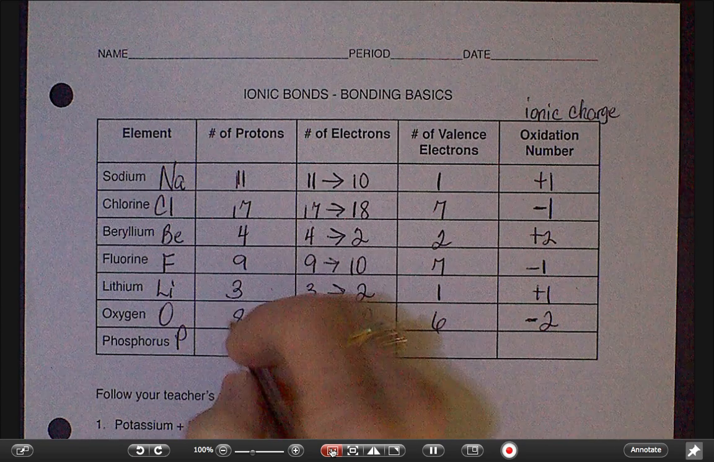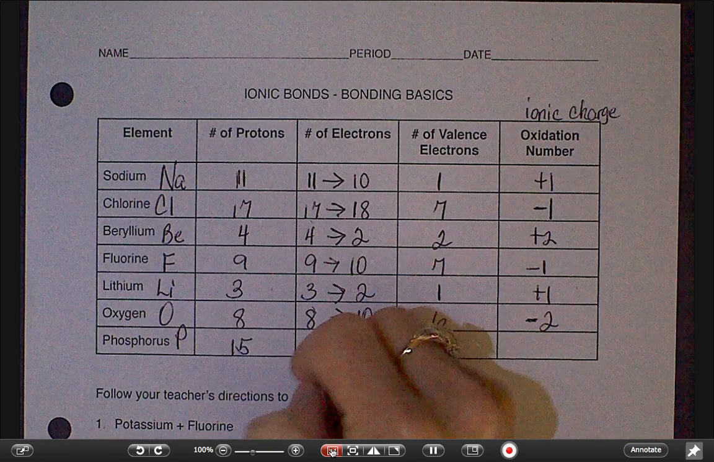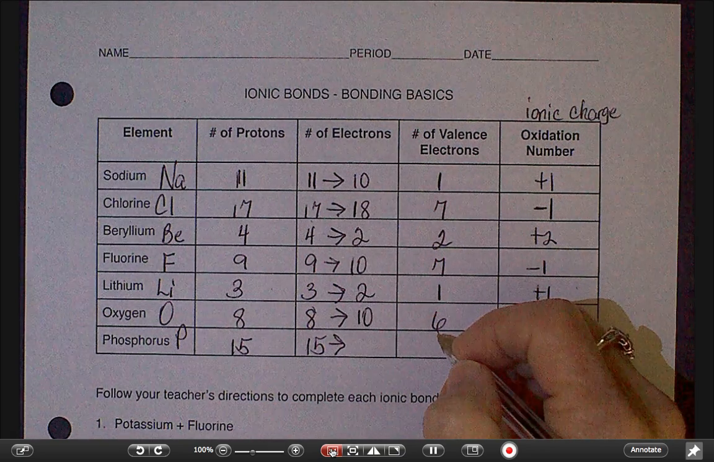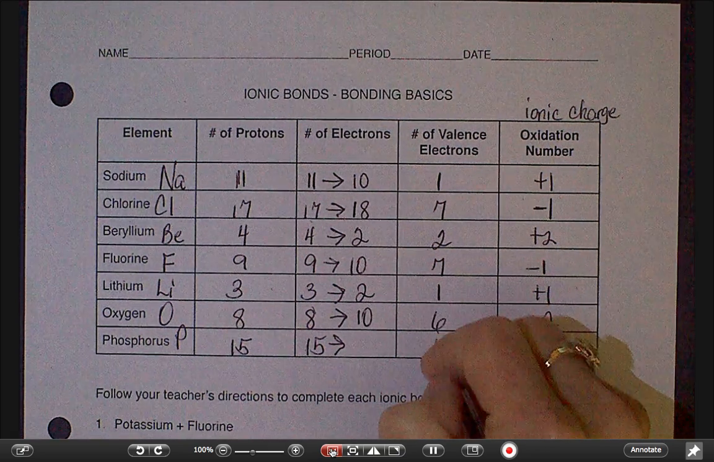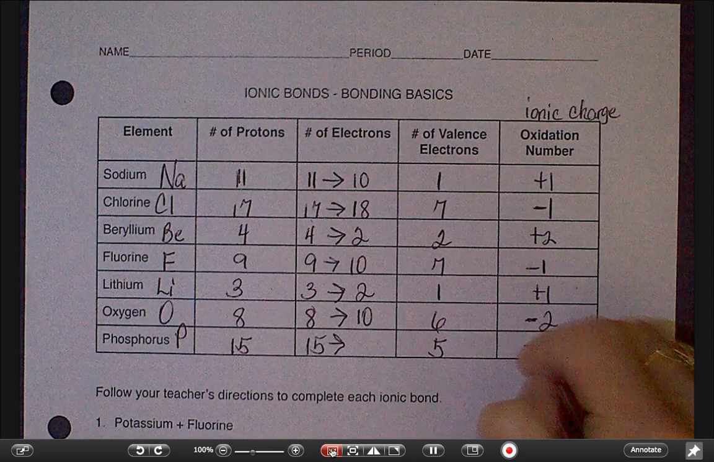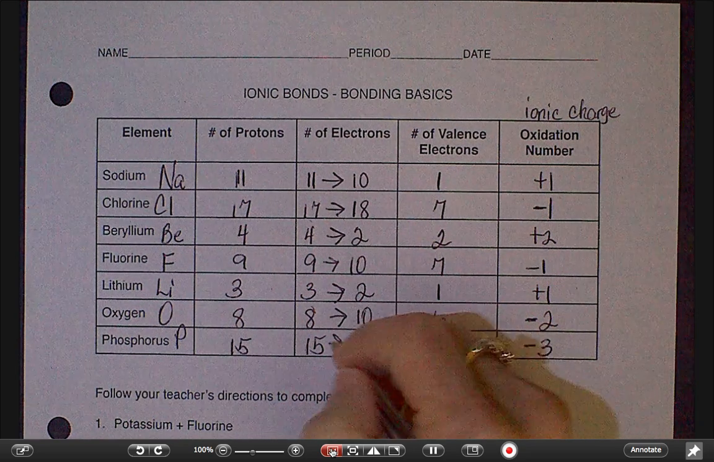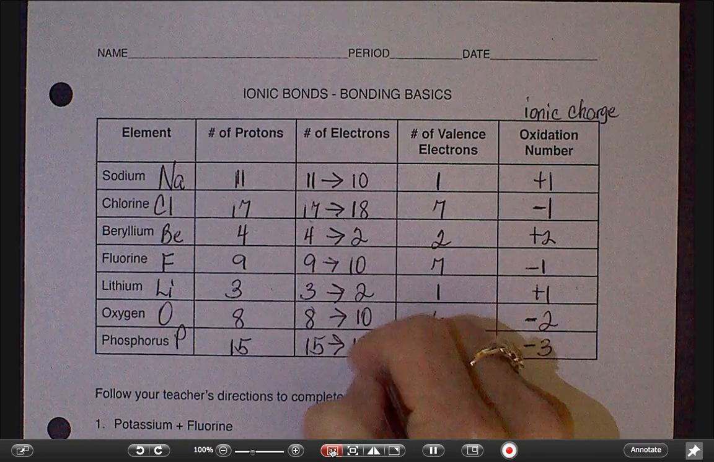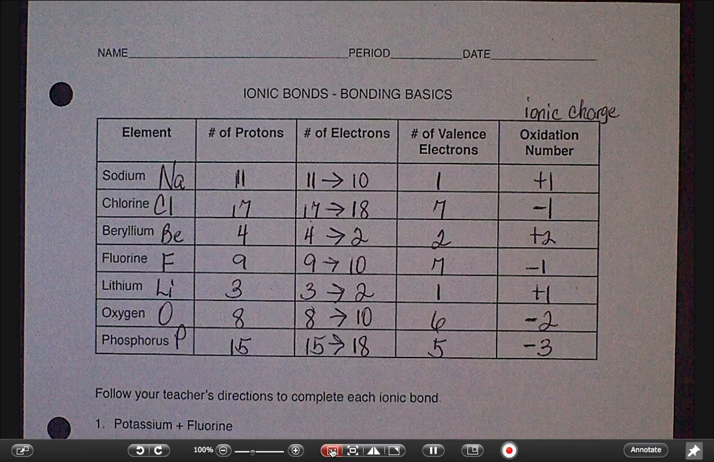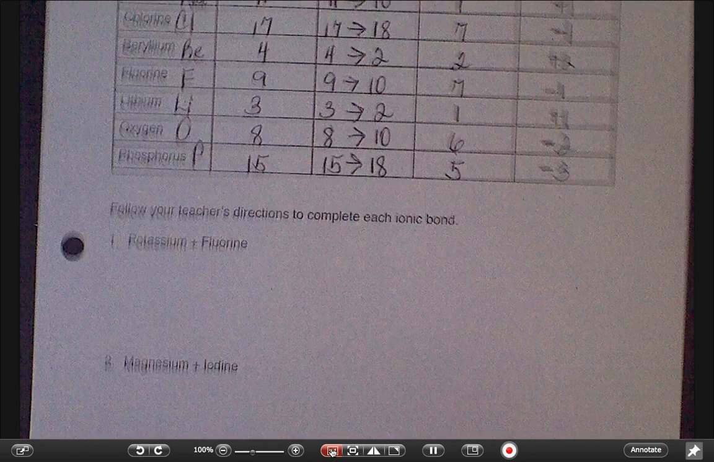Okay. Phosphorus is what? Number of protons. 15. That means we've got 15 electrons on the neutral atom. Phosphorus lives in what group, kids? 5. So it has 5 valence electrons. -3, because it's going to gain 3. 5 and 3 make 8. So what does this go to? 18. Who's the noble gas at the end of the row? There you go. Anybody have questions on the top table? Okay. Here we go.